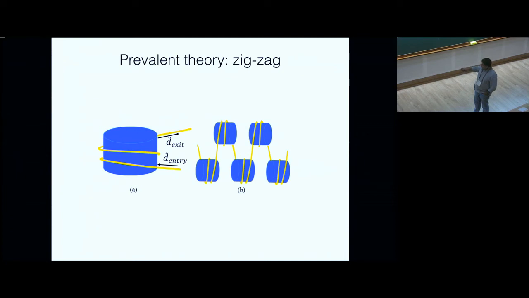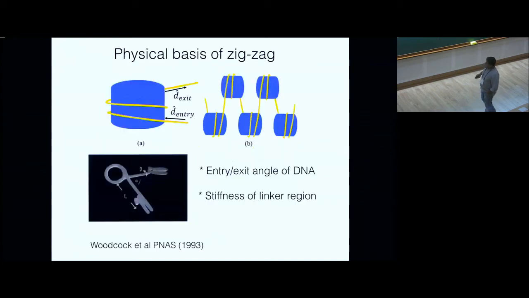The entering and exiting parts of the DNA would make some angle. So the textbooks would show you such an organization of nucleosomes, such an organization of the chromatin, and that's what one would expect. The physics of this zigzag is that you have a DNA which is entering and exiting the nucleosome, making an angle. So there is an entry-exit angle, and there is a stiffness for the linker region.